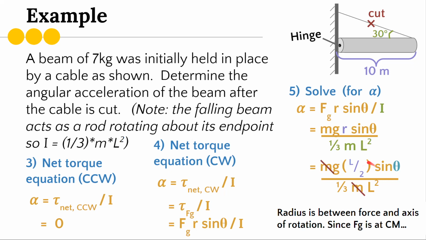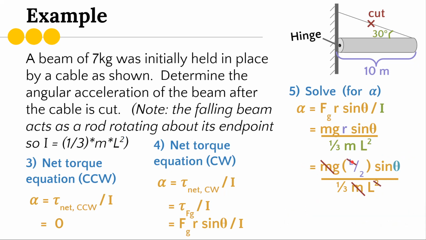Looking at this, I can cancel out these masses because I have one on top, one on bottom. Everything's multiplied. I can also cancel out this L and one of these, because I have L squared down here and I have L up here. Okay, and so I can get a more simplified looking expression. Since I divided by 1/3, I may as well put that 3 up here. Since this is g over 2, I may as well put the 2 down here. And so here it is looking a little bit more simplified.